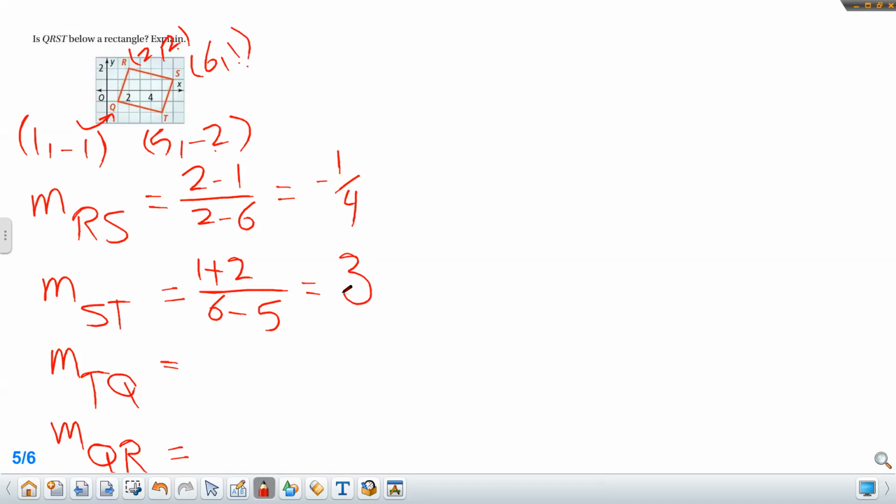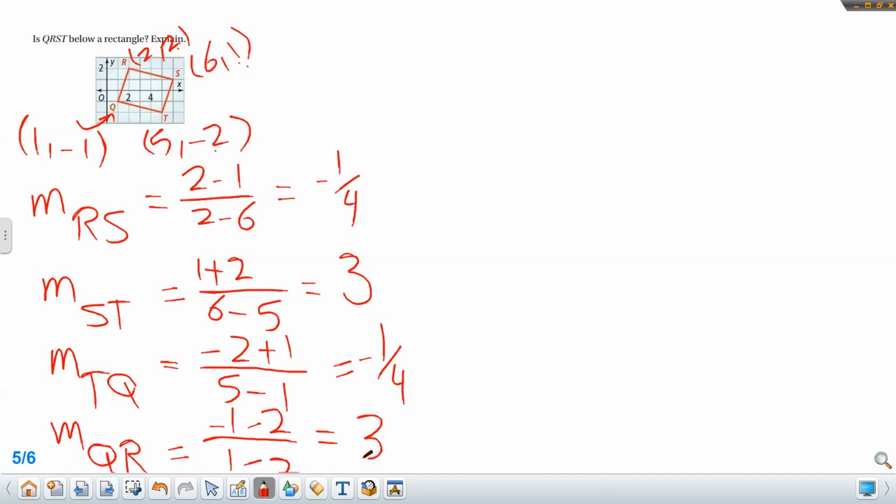Slope of TQ is -2 minus -1, which is plus 1, over 5 minus 1. It will be -1 over 4. And slope of QR is -1 minus 2 over 1 minus 2. It will be 3. So we notice that every two opposite sides have the same slopes.